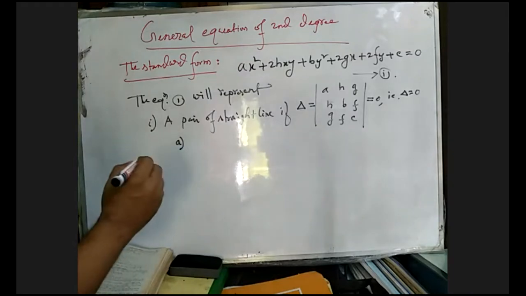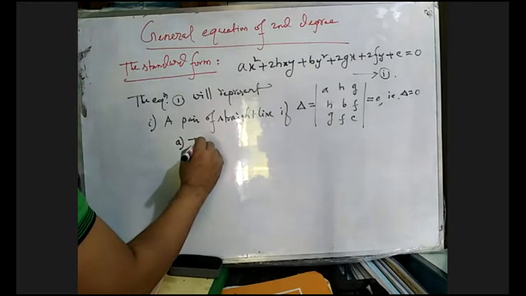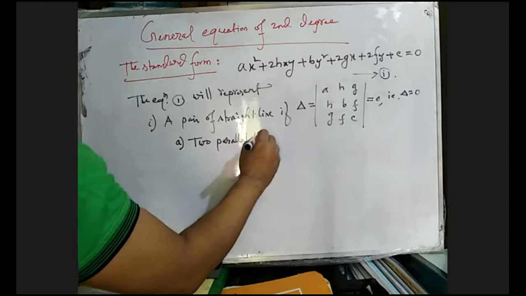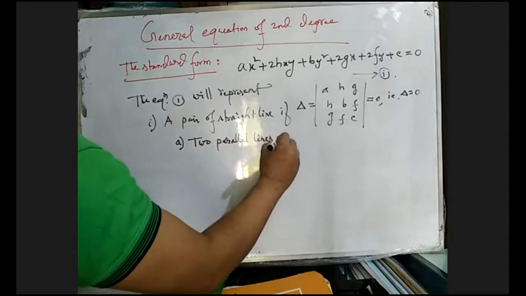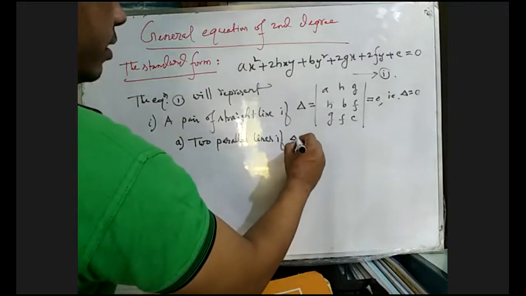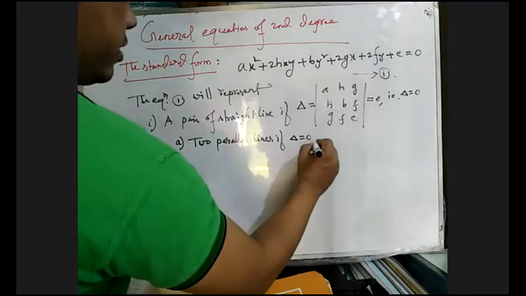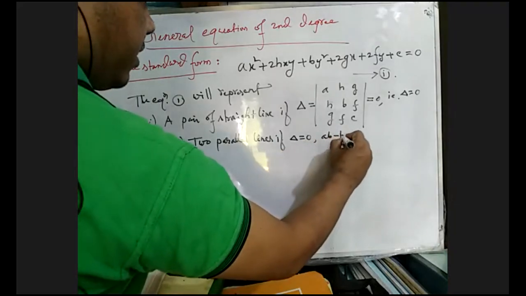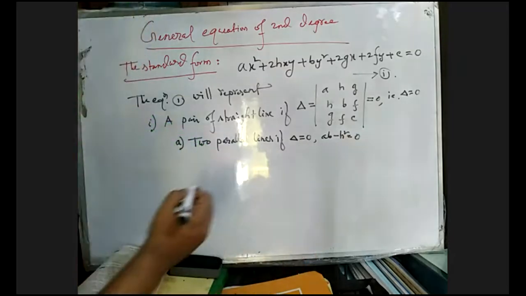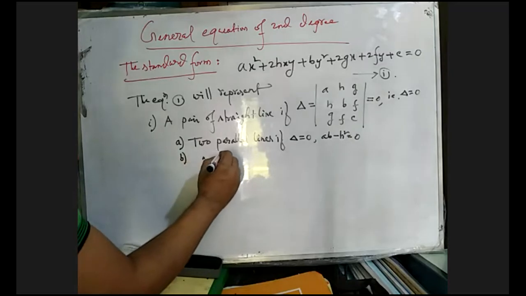Again, two parallel lines, if this determinant will be 0 and the discriminant ab minus h square equals 0.